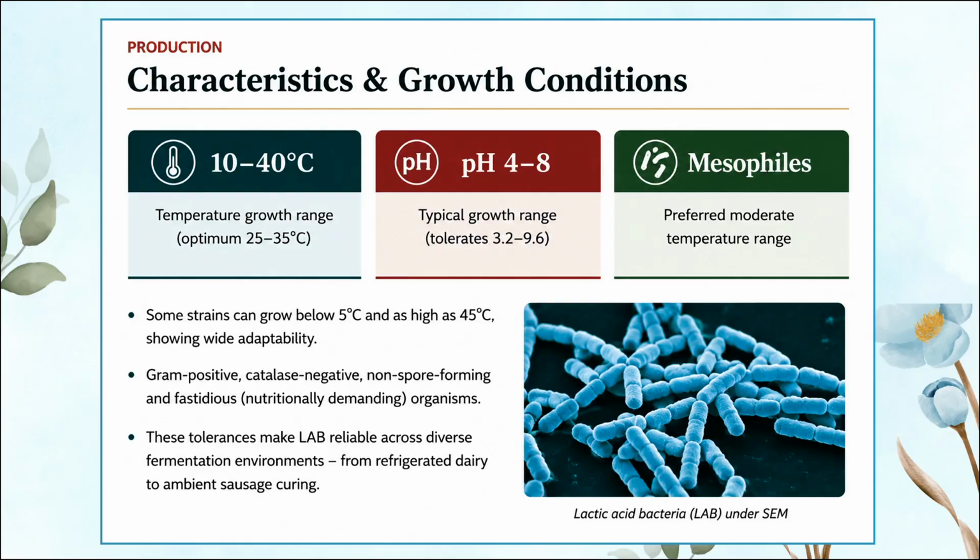And the mesophilic bacteria are produced at this temperature and pH. And some strains may grow below 5 degrees Celsius, and also up to 45 degrees Celsius, based on adaptability. Lactic acid bacteria are gram positive, catalase negative, and non-spore forming bacteria, and they also depend on nutrition. They can grow at this optimum temperature and tolerate fermentation environments, from refrigerated conditions like dairy products to ambient conditions like sausage curing.